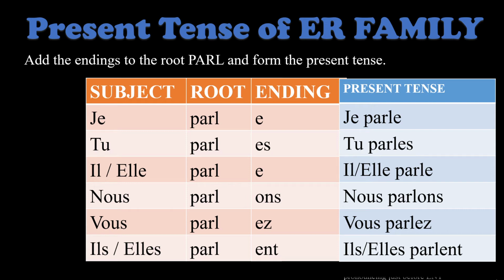You need to note that for the last person, ils and elles, just like we did for s'appellent, remember? Ils s'appellent, elles s'appellent. You have to stop pronouncing just before ENT because the ENT is completely silent. So let me repeat once again. Je parle, tu parles, il parle, elle parle, nous parlons, vous parlez, ils parlent, elles parlent.